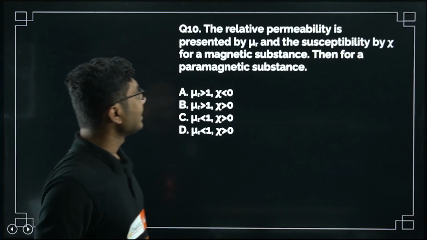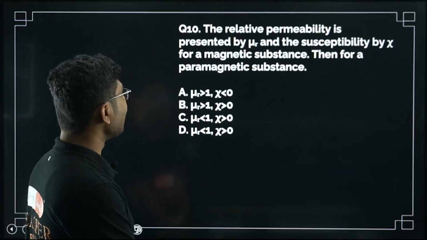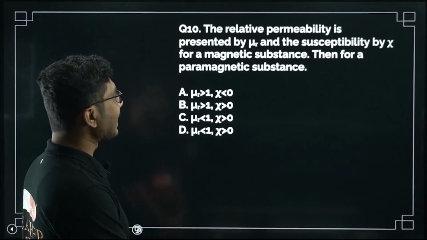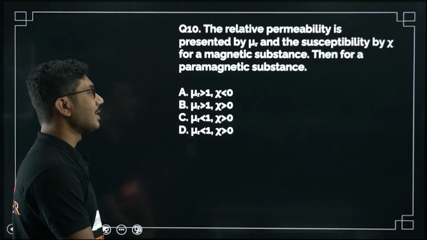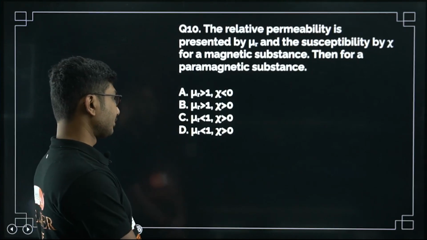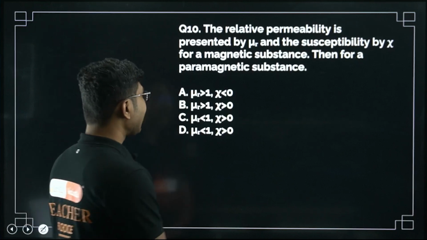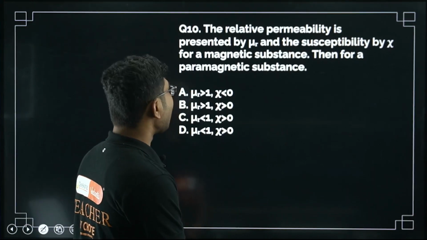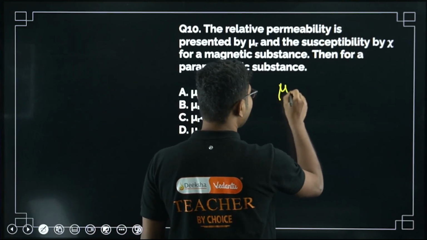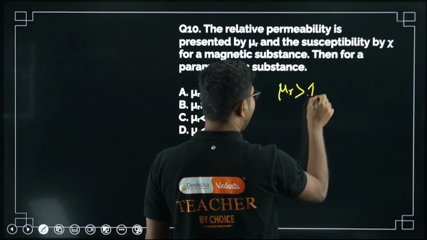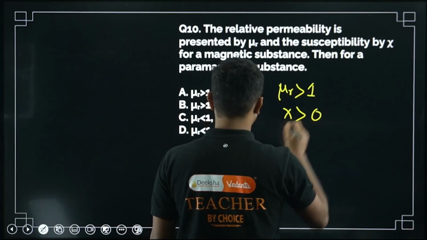Next, the relative permeability is represented by mu r and the susceptibility by chi for a magnetic substance. Then for a paramagnetic substance, what is the formula? For a paramagnetic substance, mu r is slightly greater than 1 and chi is greater than 0.